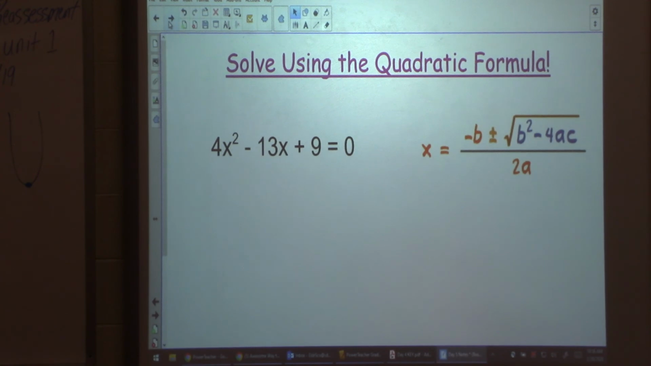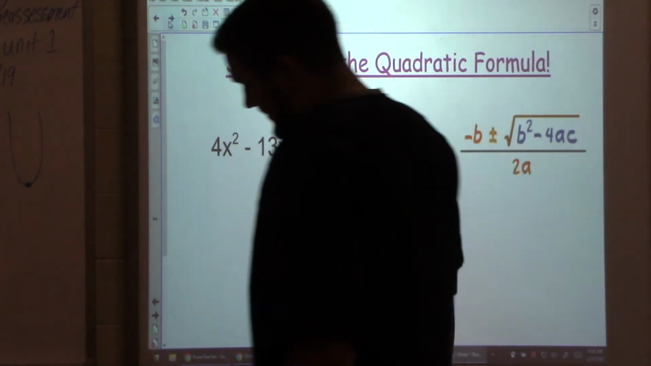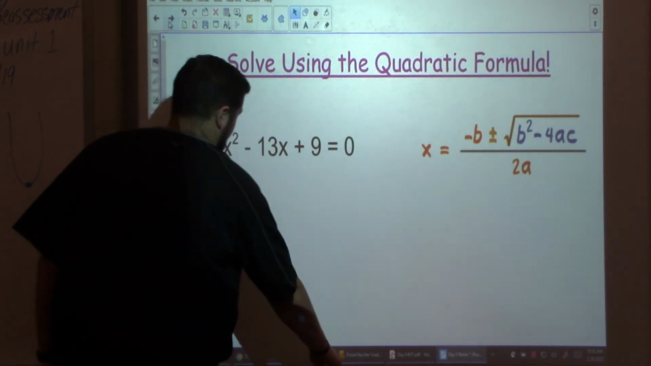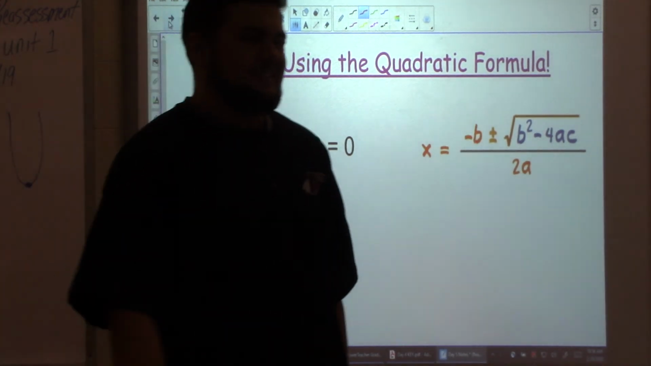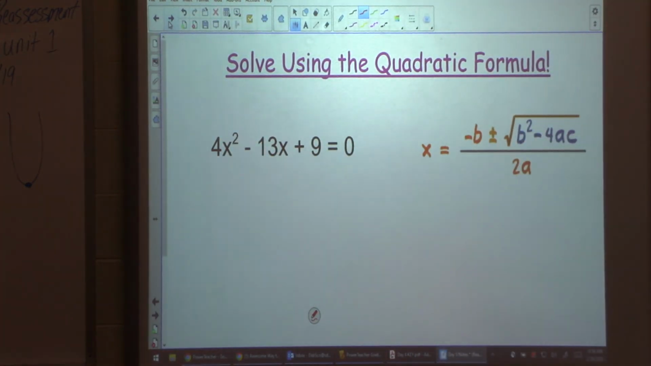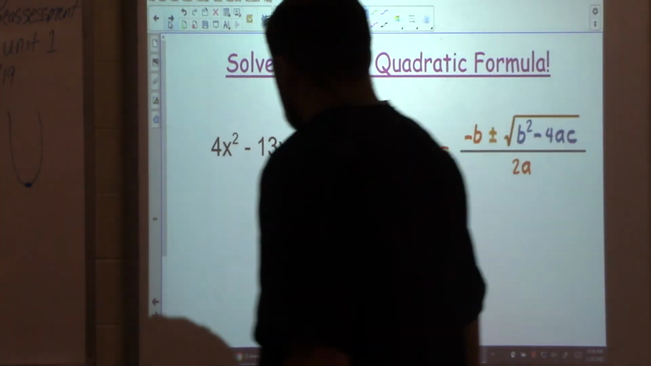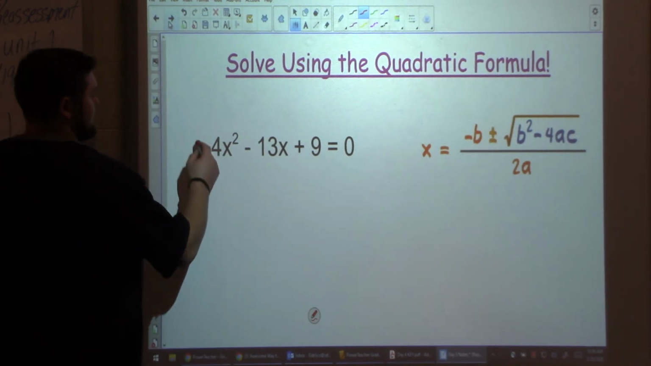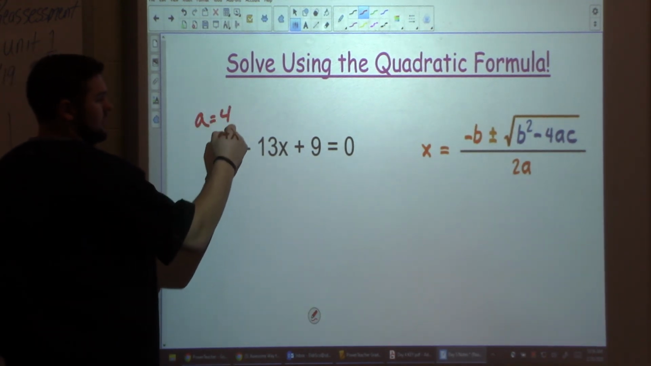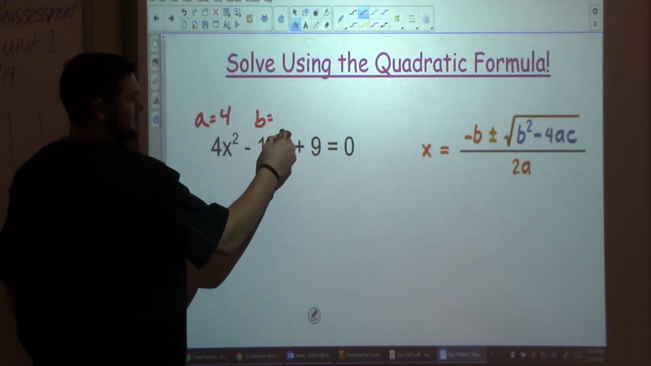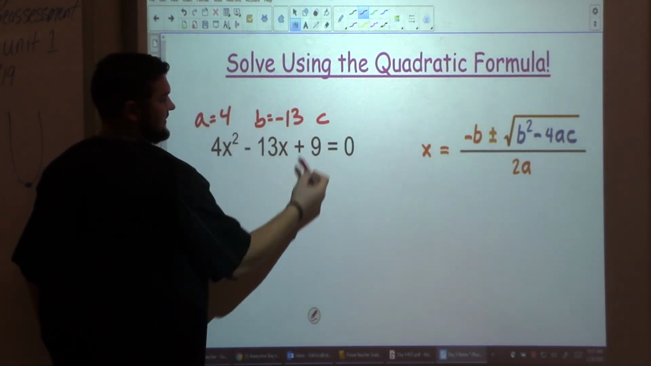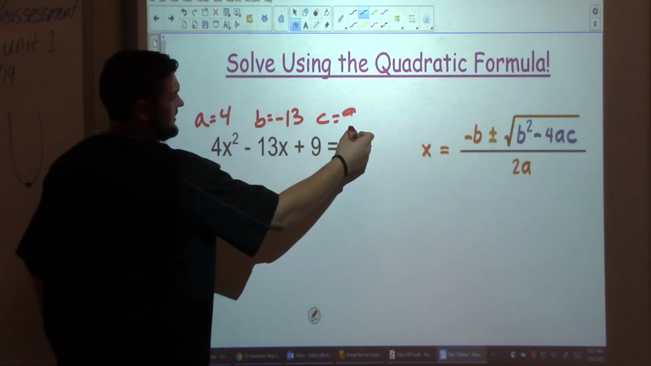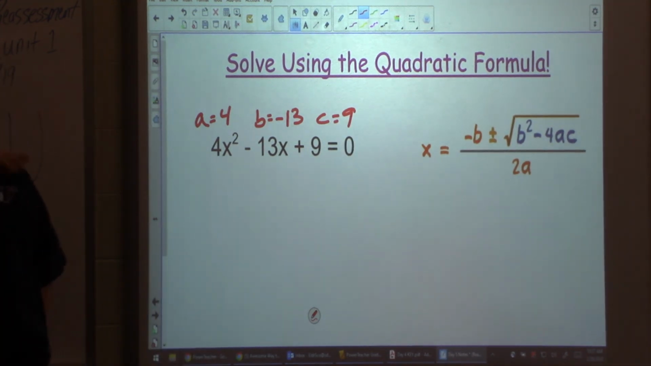So, solving here: 4x squared minus 13x plus 9. Do you want to factor that to solve it? Probably not, right? So, let's use the quadratic formula instead. What's my a value in this problem? 4. Good. What's my b value? Negative 13. What's my c value? 9. Good. So all we're going to do is plug them in.